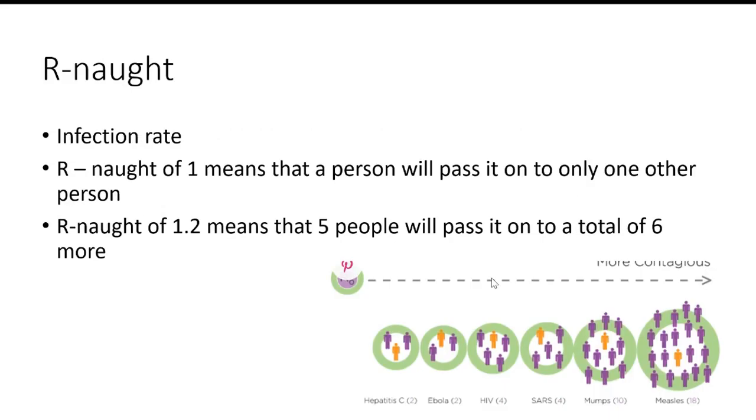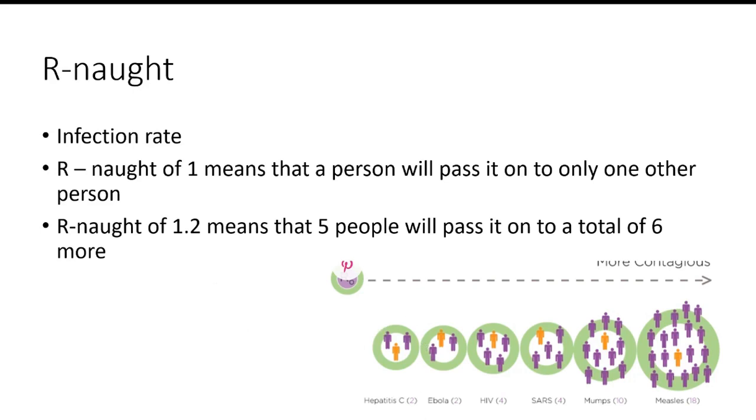So when we talk about viruses, we have a few things to talk about. One thing is the infection rate, which is R naught. R naught of 1 would mean that if one person has it, they're going to probably give it to one other person. R naught of 1.2, this is where the math gets weird, means if 5 people have it, those 5 people will collectively pass it on to 6 more people. The bigger the R naught, the worse things are.